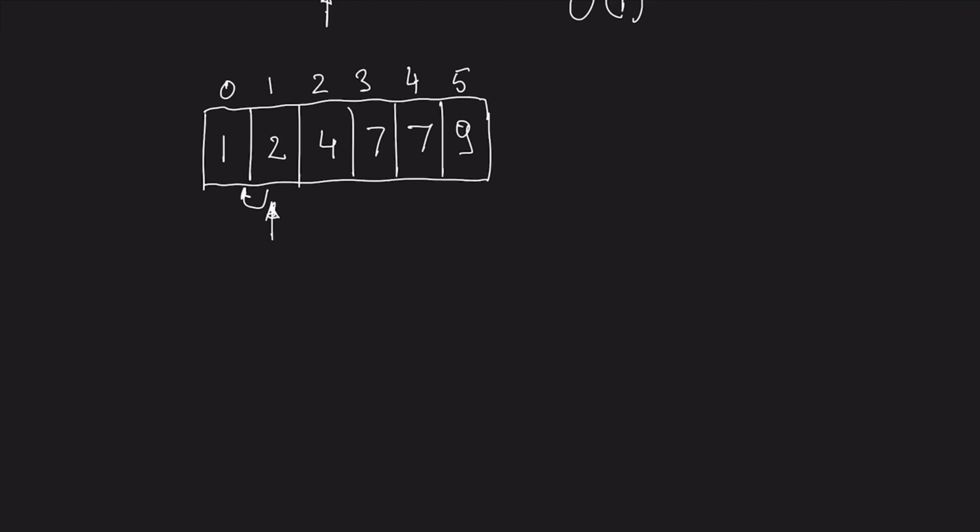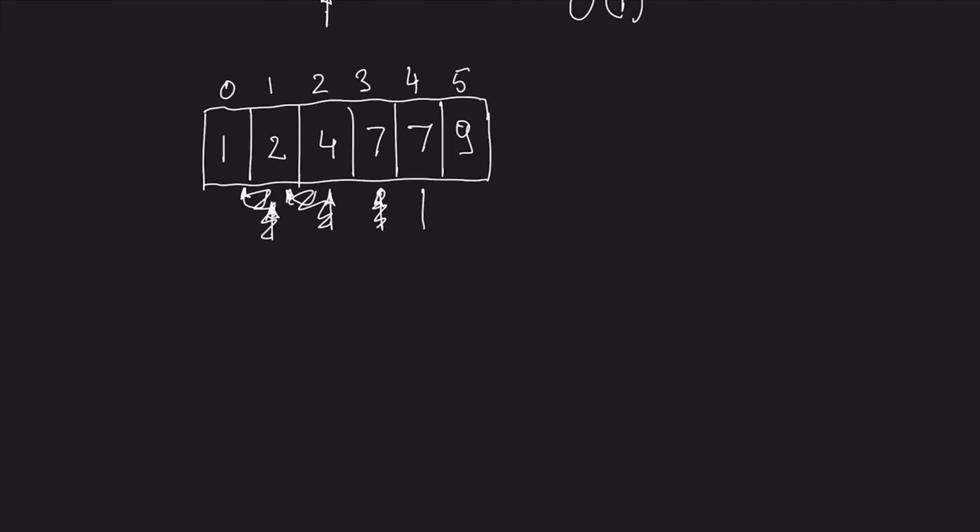And 2 is different than 1, so this is not a duplicate. So we are going to move to the next element, and again we are going to compare it with the previous one. And these are different, so we move to the next element, which is 7, and we compare it with 4, which is the previous element. They are again different, so it's not a duplicate.